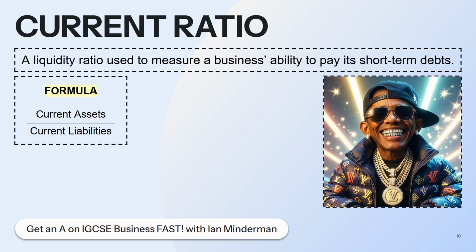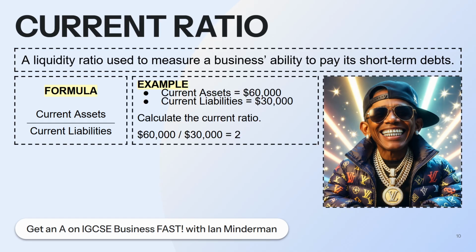When you see this word current, you can think of it as short-term, less than 1 year. Here's an example for you. Let's say we have current assets of $60,000, and then we have current liabilities of $30,000. Well, the current ratio is pretty easy to calculate. We do current assets over current liabilities, so $60,000 over $30,000 gives us 2.